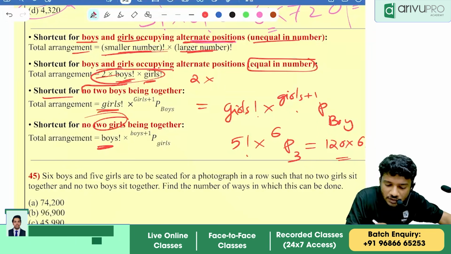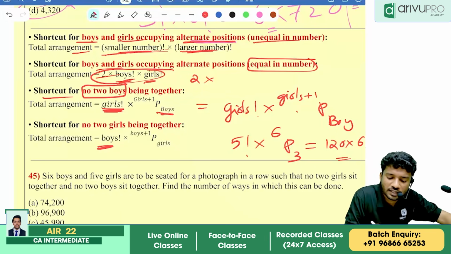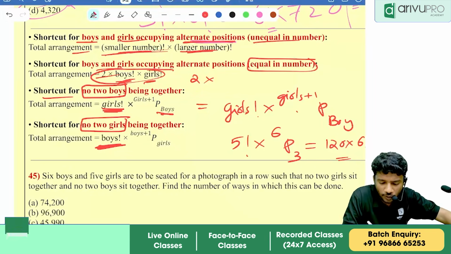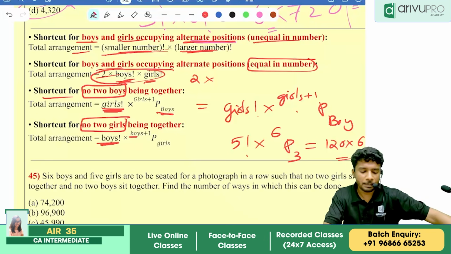When they say no 2 boys, you will give preference to girls factorial into girls plus 1 P boys. When they say no 2 girls, you will give preference to boys factorial into boys plus 1 P girls.